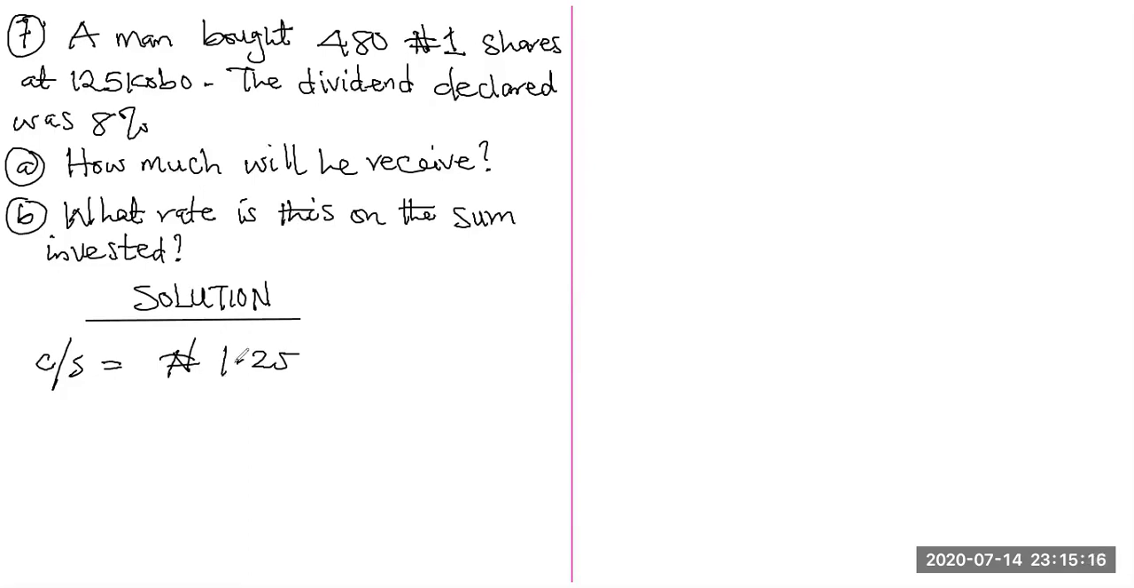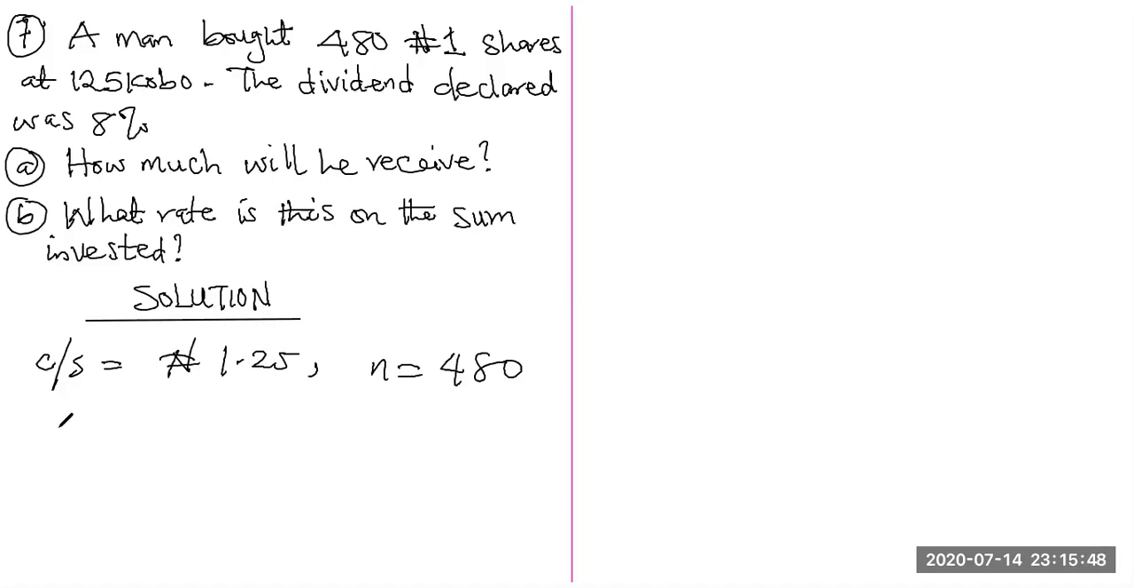And of course we are told that N is equal to 480. The number of shares the man bought is 480. So percentage dividend is what? 8%. How much will he receive? It's talking about the man. And of course, when you read this question very well, it's talking about the dividend that the man will receive. So the dividend declared is 8%. How much will the man receive? They are giving 8% dividend, and they want to convert that 8% dividend to money based on the number of shares the man has.